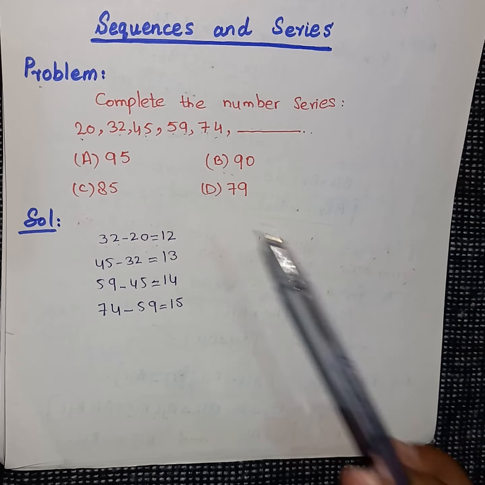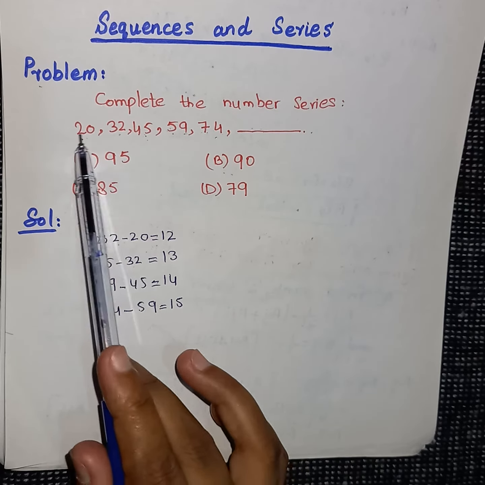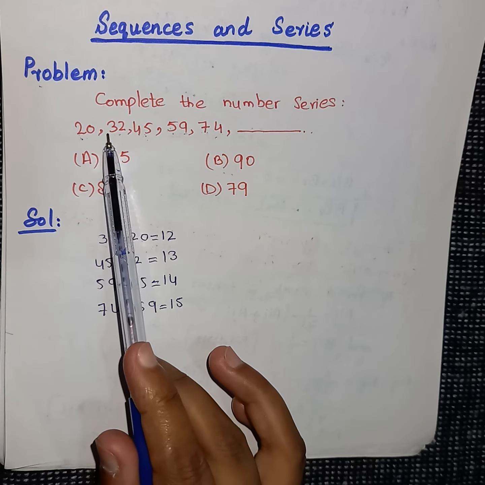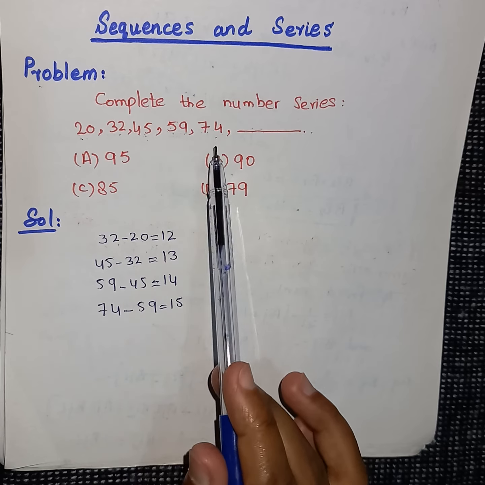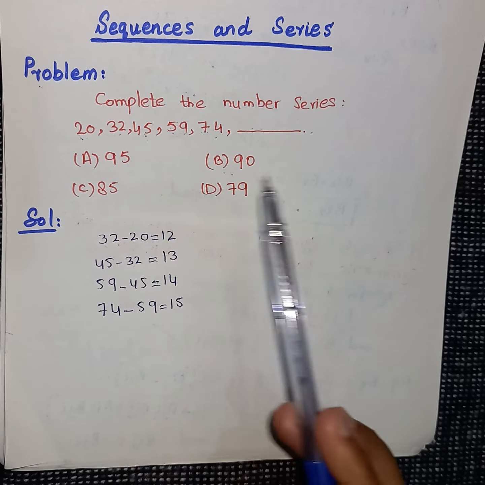Now students, we can easily observe the pattern here: the common difference between every two consecutive terms is given as follows. 32 minus 20 is equal to 12, 45 minus 32 is equal to 13, and so on. We observe that the common difference between every two terms increases by 1.